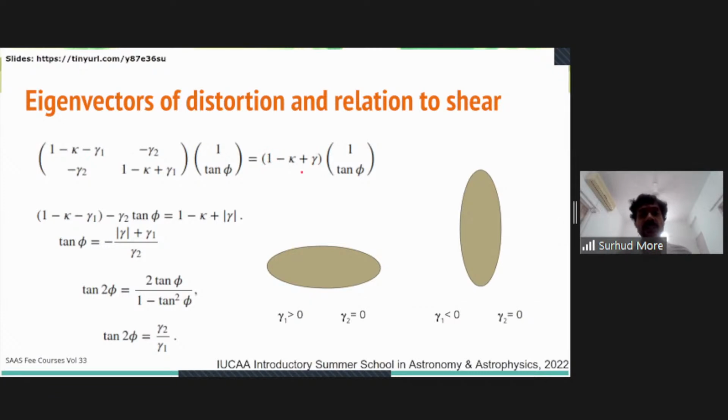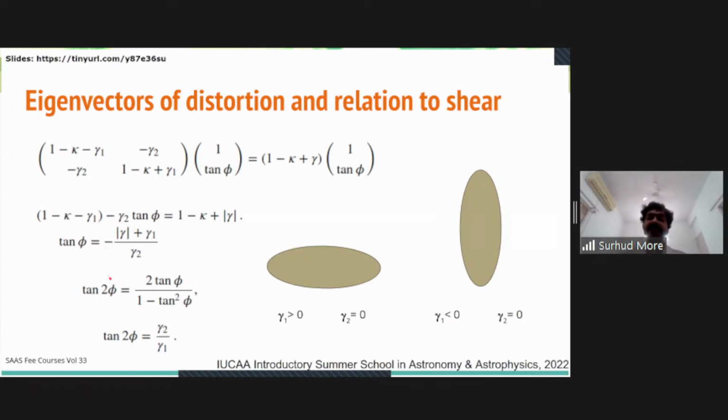Okay? Let's consider this particular eigenvector and ask what is the relation of phi with gamma 1 and gamma 2. You take this equation and just write it down. So this is 1 minus kappa minus gamma 1 minus gamma 2 tan phi is equal to 1 minus kappa plus gamma times 1. Right? That's the equation I've written down. The second equation gives you exactly the same quantity, so we'll just look at the first one. You can rearrange this to figure out what tan phi is, and tan phi comes out to be this.